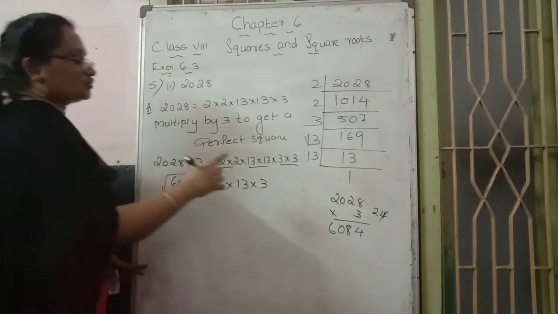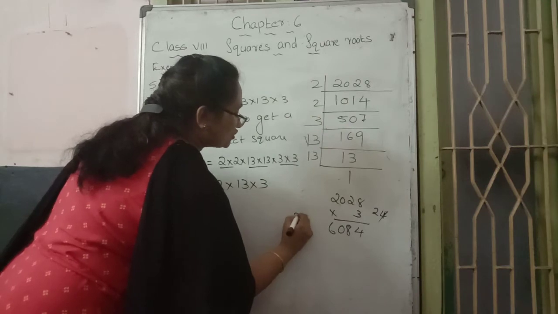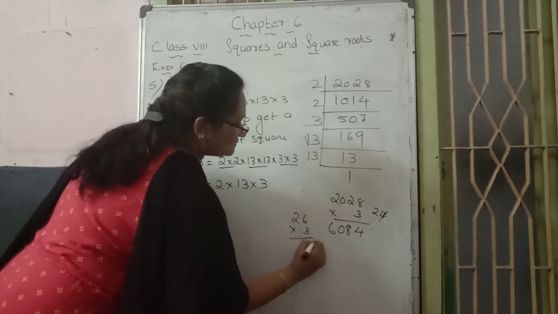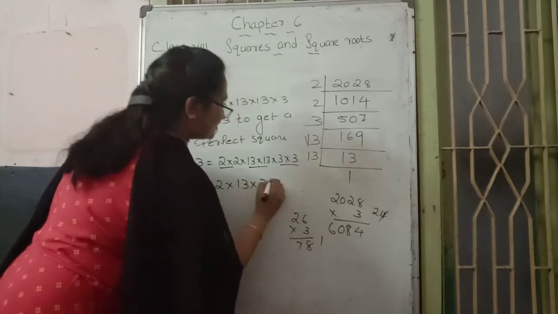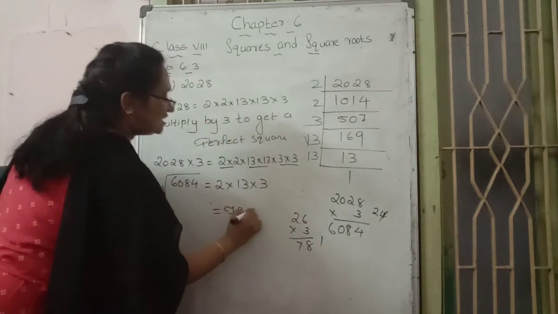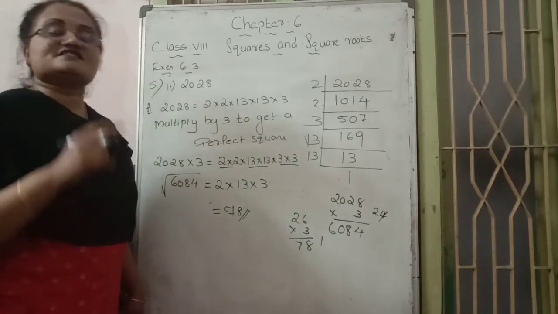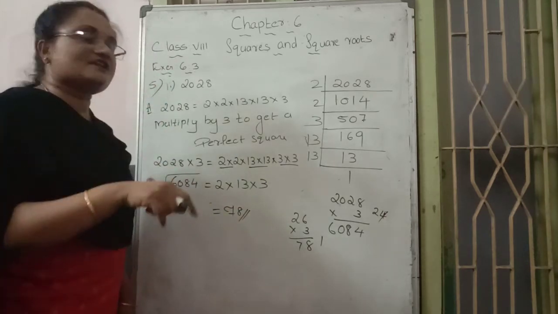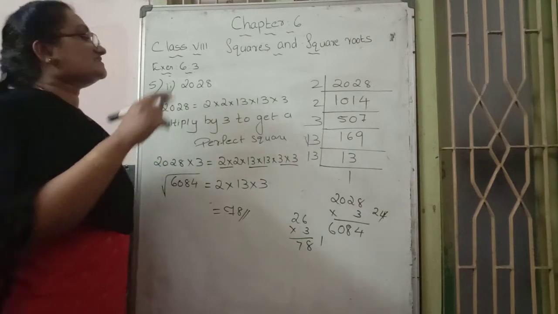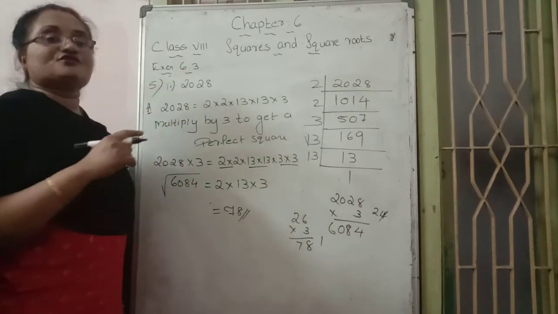They multiply 2 into 13, because how much? 26. 26 is multiplied with 3. Here it comes to how much? 78 is the answer. That's why the square root of this number is 78. 78 multiplied with itself, we get 6084. I hope you can understand how to do this fifth Roman.